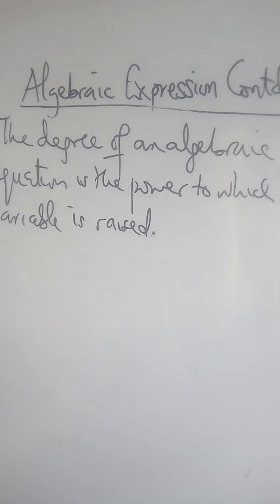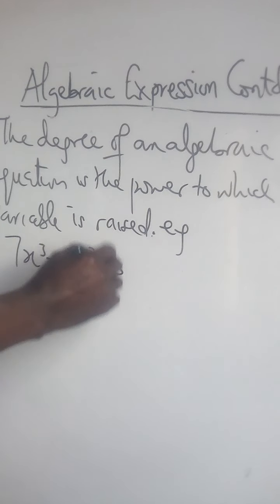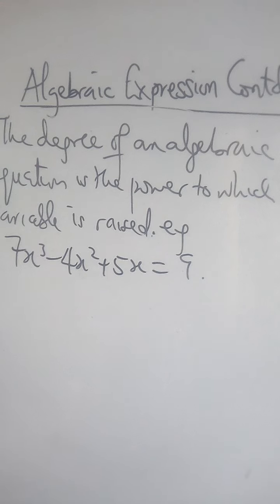Take for example here, 7x cubed minus 4x squared plus 5x is equal to 9. In this algebraic equation, we have three powers for the unknown x: it has 3, it has 2, and it has 1. The highest degree here is 3. So this algebraic equation has 3 as the highest degree, and so it's going to have 3 roots. We have others that have 4 roots, others that have 5 roots, and so on and so forth. So the degree of an algebraic equation determines the number of roots it has.